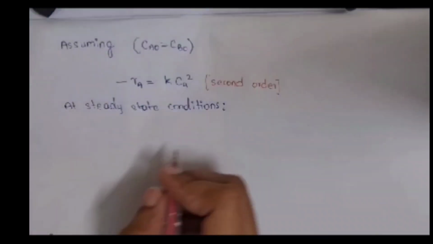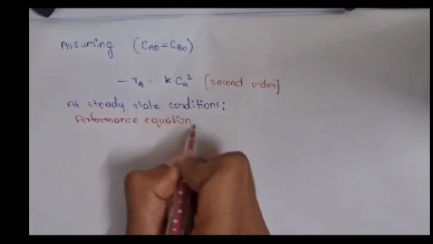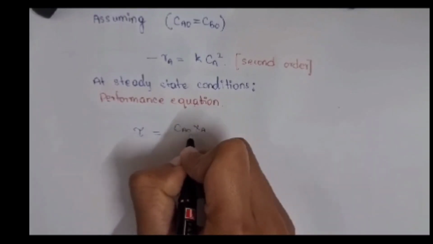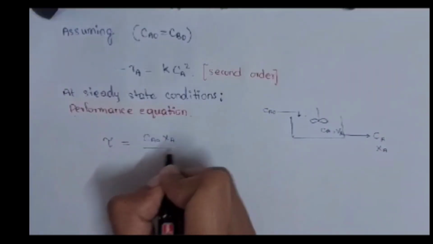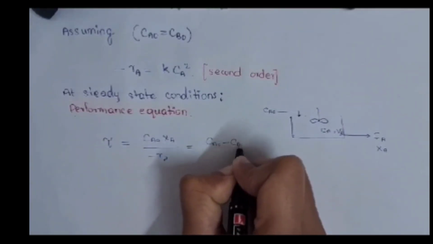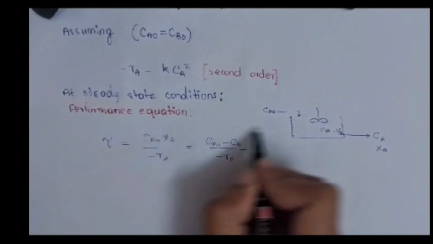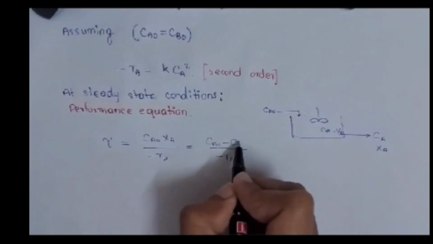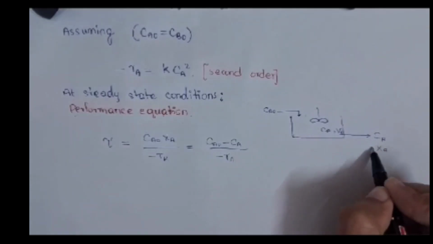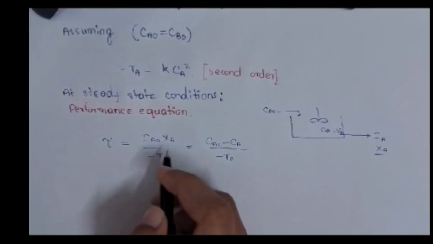At the steady state condition, the performance equation for the reactor is given by τ = CA0 XA / (−RA) = (CA0 − CA) / (−RA), where CA0 is the initial concentration of reactant, CA is the exit concentration of the reactant, XA is the degree of conversion, and −RA is the rate of reaction.